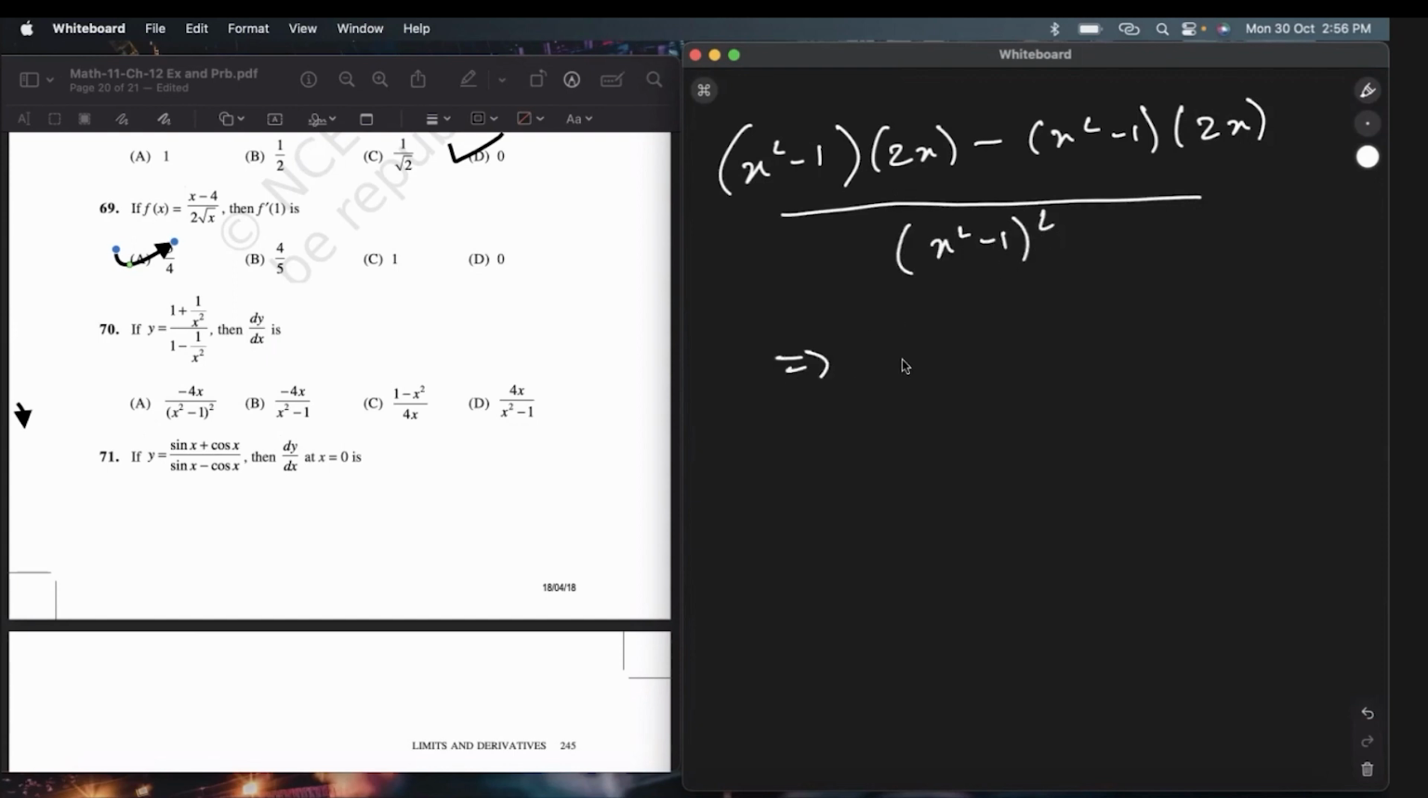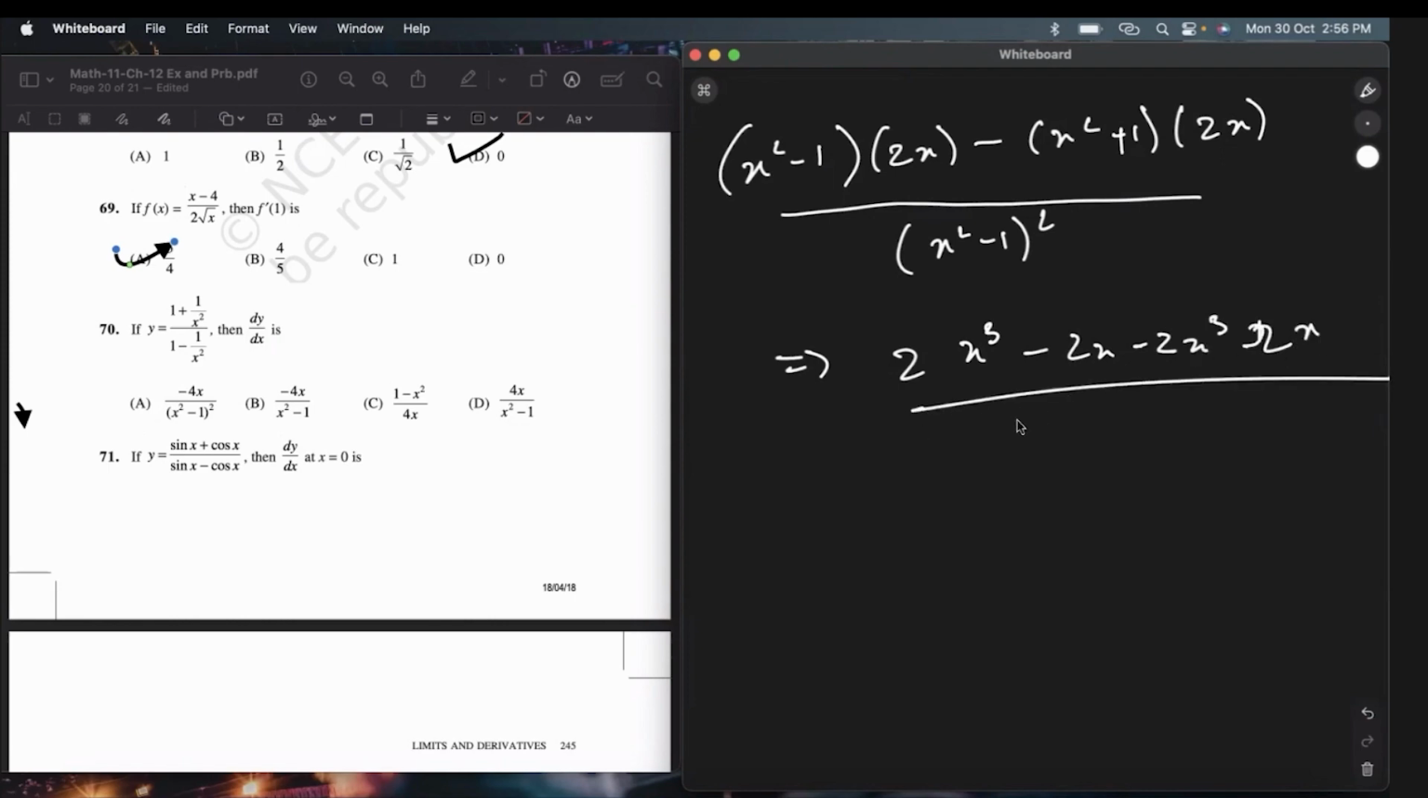Alright. So I'll just take x square minus 1 times 2x and there will be x square plus 1 here, right? So just open it up. 2x cube minus 2x minus 2x cube minus 2x. Alright.